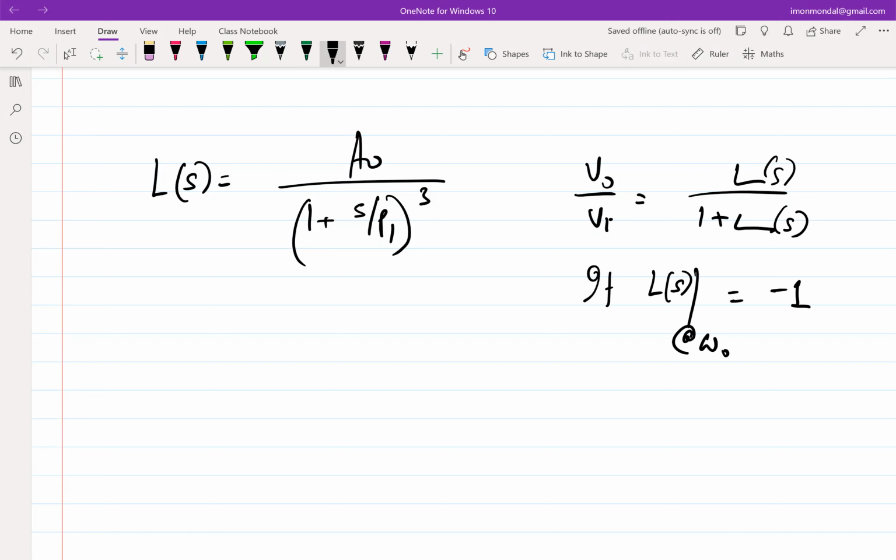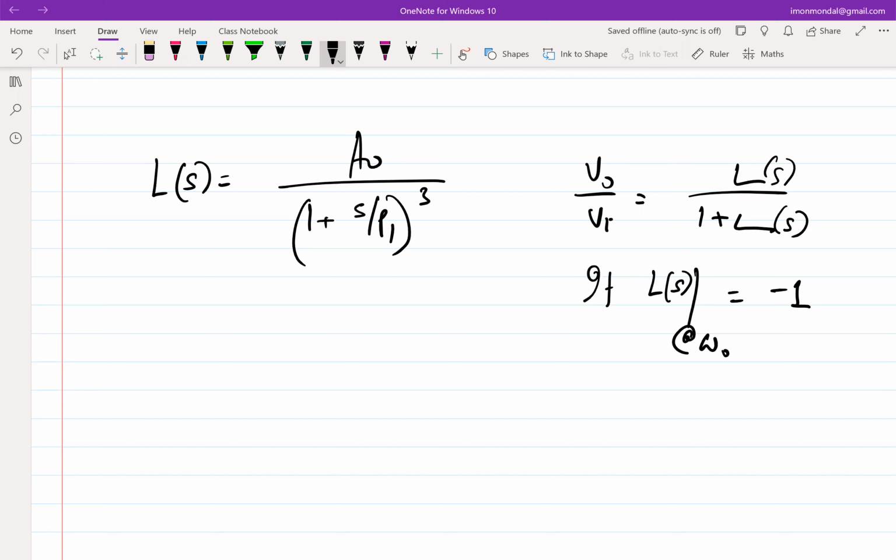So this means V0 over Vi is infinite at some omega naught, which means this is kind of an oscillator. It's an unstable system. Okay, not necessarily, so we'll get to that. But if I just stare at this equation, it seems like we have to steer clear of this condition of L(s) equal to -1 at any frequencies. If for some omega naught, L of S is equal to -1, we are in trouble. This is the only conclusion that you can get out of this expression, and it is called Barkhausen criteria if you have taken control system courses.